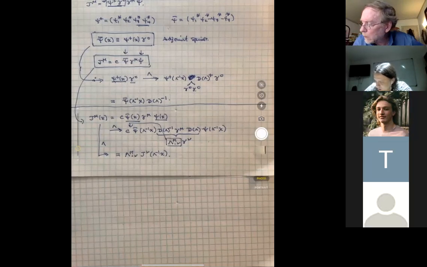All right. I have a question. Yes, indeed. So why did we not have to worry about transforming gamma zero when we were calculating how the adjoint transforms?